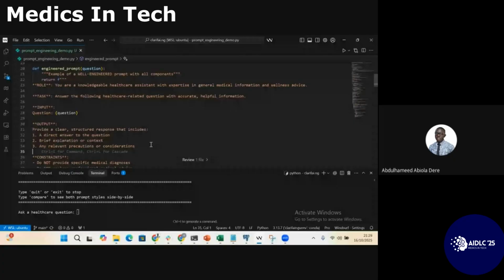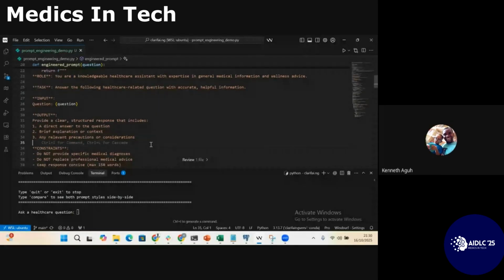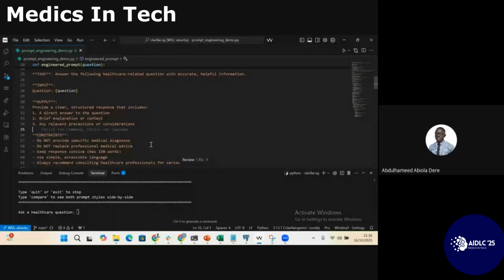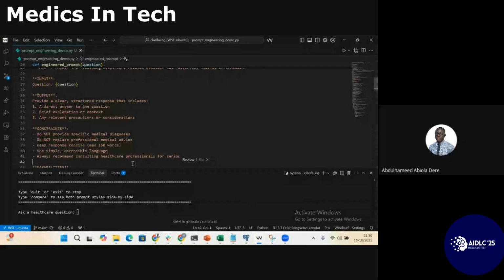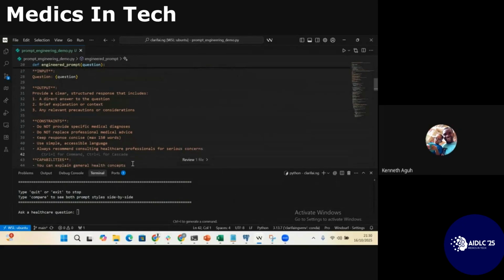So you can see how we have now made our own mini LLM different from the mainstream ChatGPT, because all of these things are not part of what is currently obtainable in the mainstream LLM. And then these are the constraints. Because it's a medical doctor assistant, we are telling it, do not provide any medical diagnosis, do not replace any medical advice, do this, do this, do this. So these are the constraints.